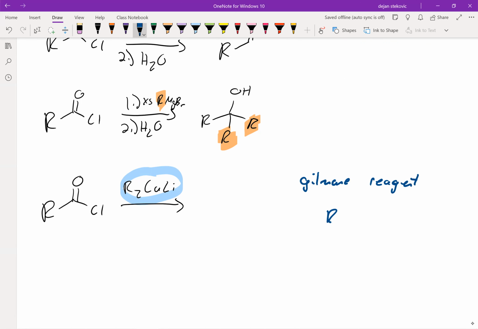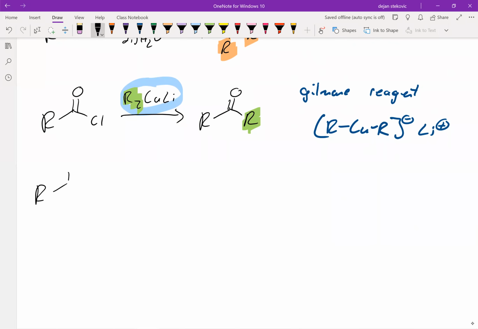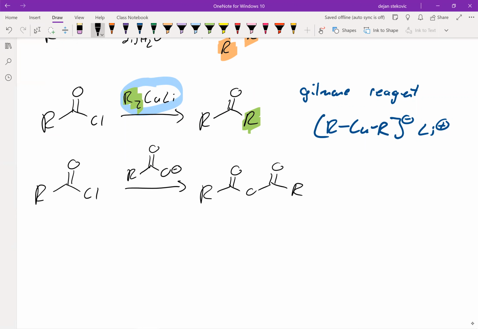And it's very similar to the Grignard. Except it's just milder. The bond difference between copper and carbon is less extreme than the magnesium carbon bond. And so this will stop at this ketone where this R group came from your Gilman reagent. And then finally, we can use deprotonated carboxylic acids to basically just do SN2 reactions and make acid anhydrides.